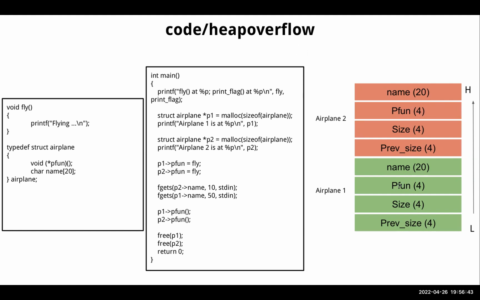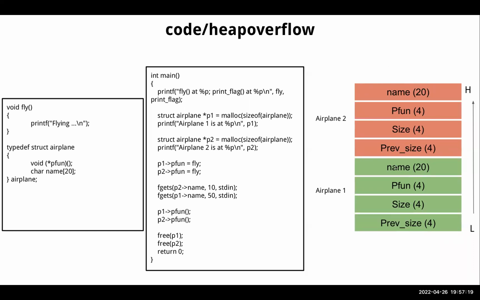Okay, there's no overflow. Then we're going to get the name of the second airplane. So we're going to put the second airplane's name here in this object. Remember, this is high, this is low. So lower flow. However, this one, if we do fgets, we write things into airplane 1's name, which is here. And we're going to override 50 bytes. So what will happen? It's very likely we're going to overflow the entire thing of airplane 2.